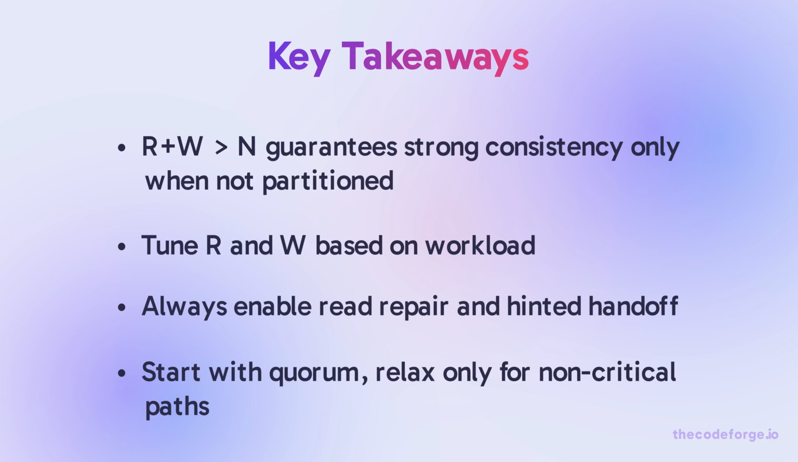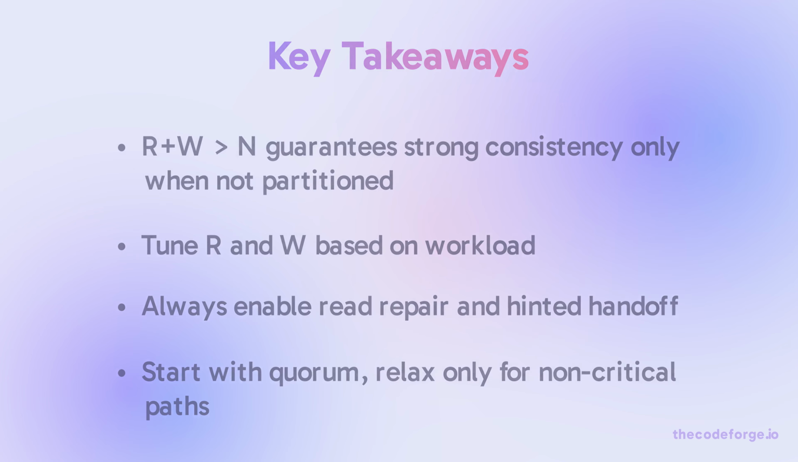To recap, quorum R plus W greater than N ensures strong consistency, but only when the system is not partitioned. Tune R and W based on your workload. Always enable read repair and hinted handoff. Start with quorum for everything, then relax to eventual consistency only for non-critical paths where staleness is acceptable.